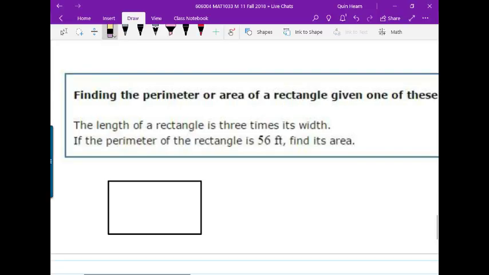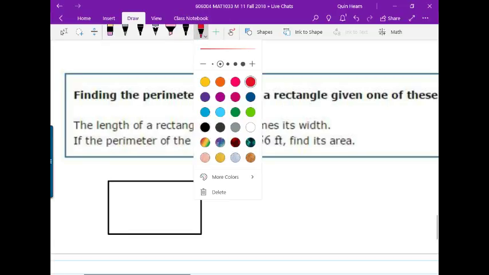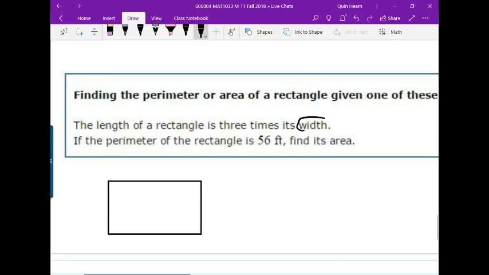Okay, so the length of the rectangle is 3 times its width. So they're not telling us the width, but they are telling us something about the length in terms of the width. So let's go ahead and let the width be W, then the length is 3 times W. So I'm going to label the dimensions W and 3W. And in fact, I'm going to label all 4 sides just to be clear. All right. So here's our rectangle. W is the width, 3W is the length.